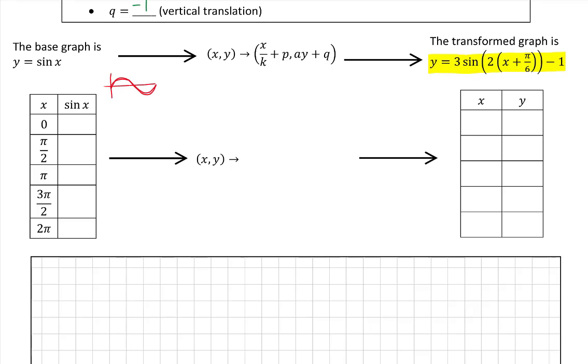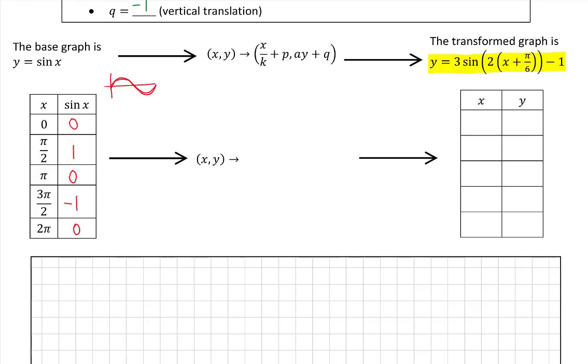Starting at x equals 0, the sine graph has a height of 0. Then going 90 degrees, or pi over 2 radians, it has a max at 1. Then at pi, it goes back down to 0. At 3 pi over 2, it goes down to negative 1. And then at 2 pi, we end up back at 0.